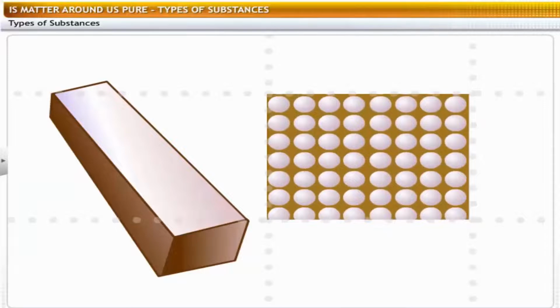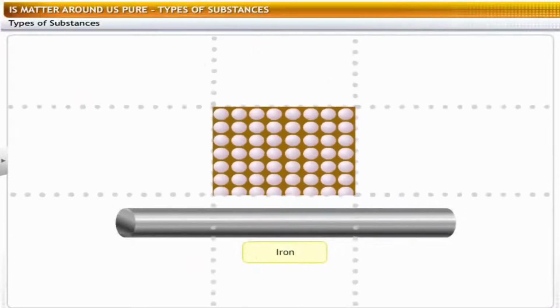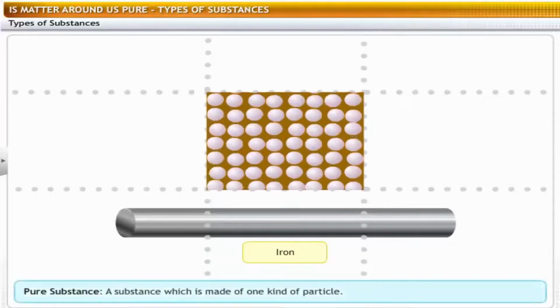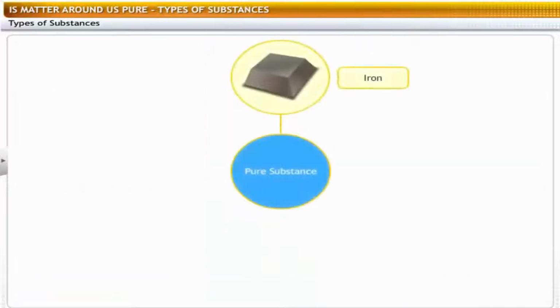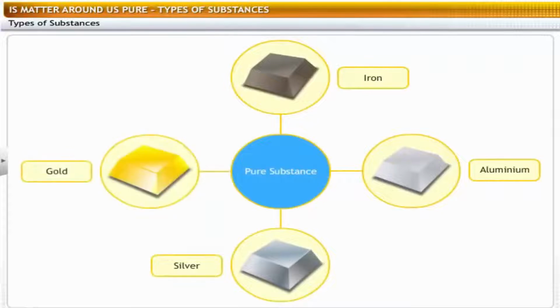For example, the element iron is made of only one kind of particle called iron atoms. So iron is a pure substance. From this, we can define a pure substance as a substance which is made of only one kind of particle. For example, iron, aluminium, silver, and gold.